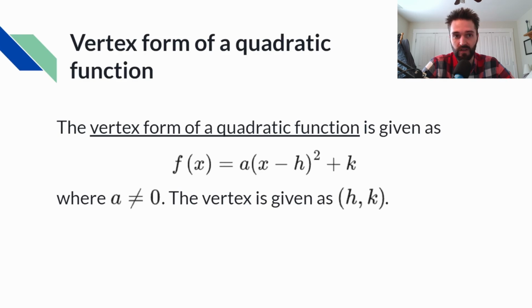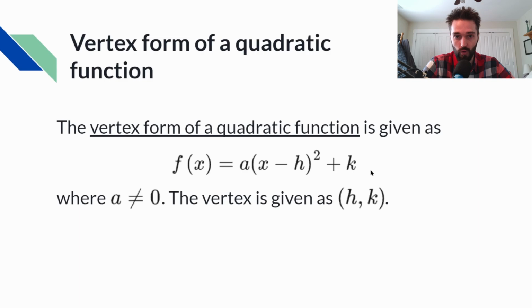Next, I want to talk about something called the vertex form of a quadratic function. The vertex form is given as f of x equals a times x minus h squared plus k, where a does not equal 0. And the vertex is given as h comma k. Okay? So if the quadratic function is in this form, we can just look at the equation and immediately declare what the vertex is. Okay?